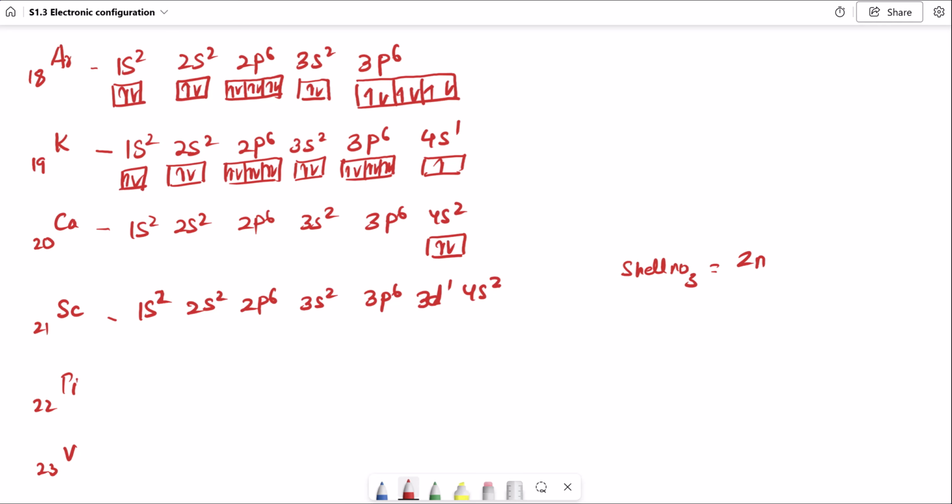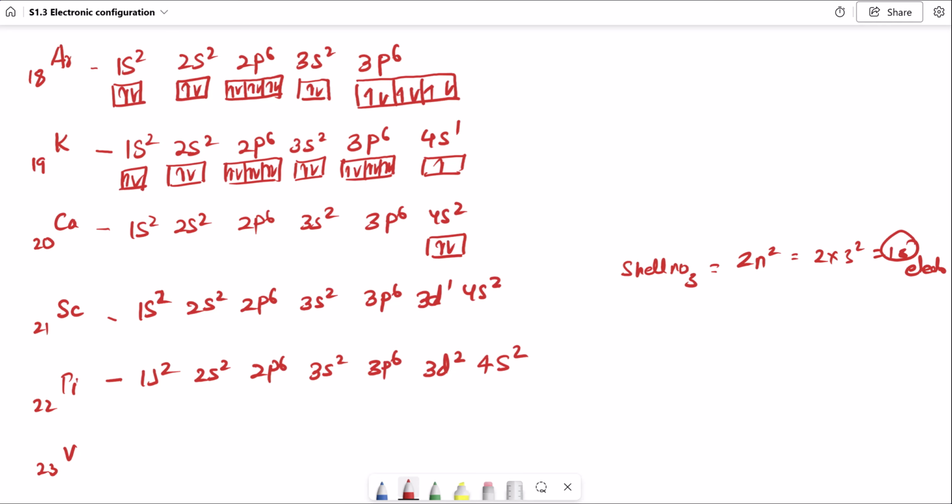Now in 3d1, still the third shell, if the shell number is 3, how many electrons can it hold with this formula? 18 electrons, right? So we can see the third shell still has a chance to add more electrons, right? So we will add here. In titanium, 1s2, 2s2, 2p6, 3s2, 3p6, 3d2, and 4s2 will be as it is.